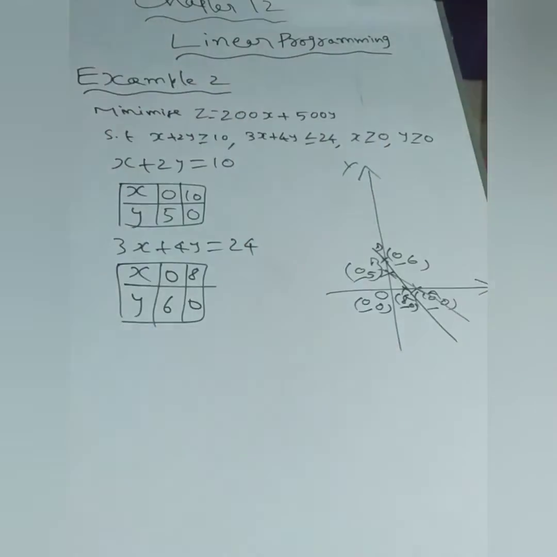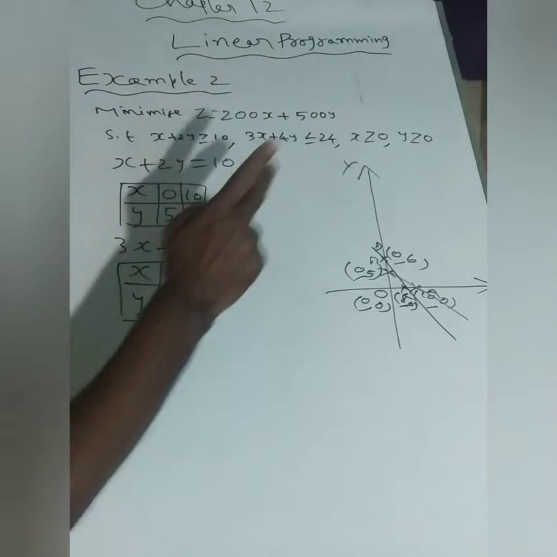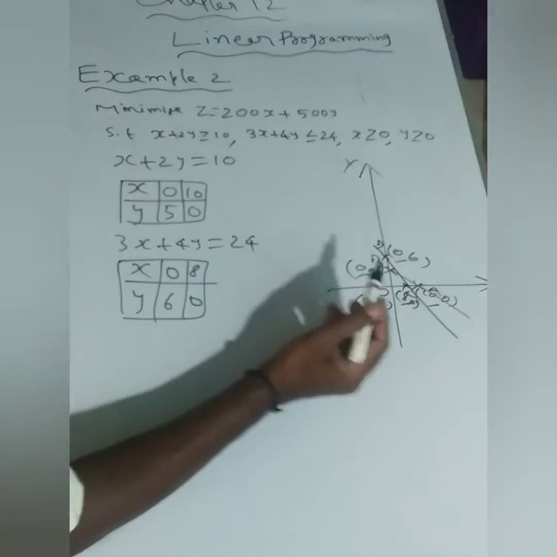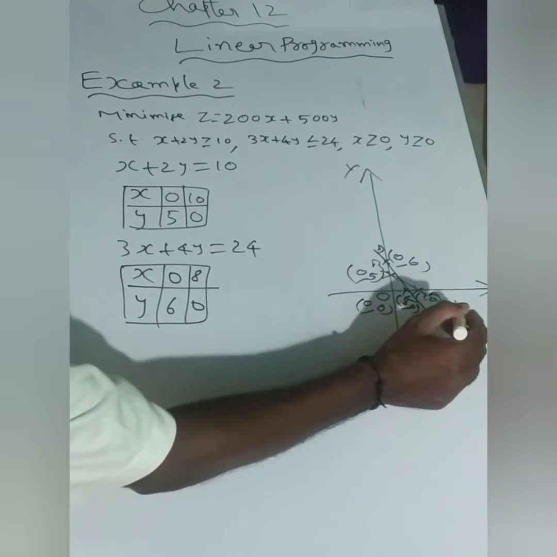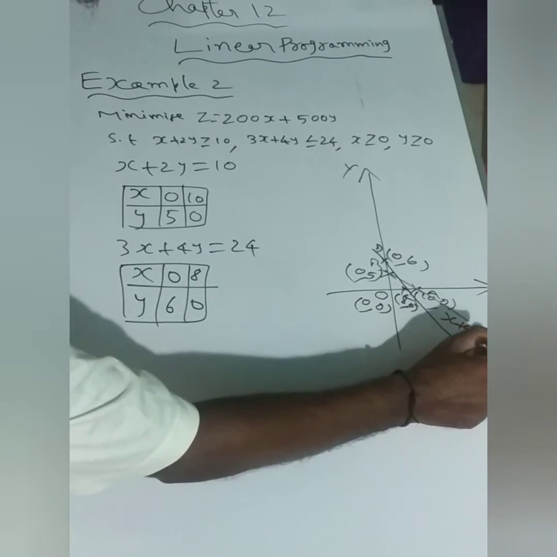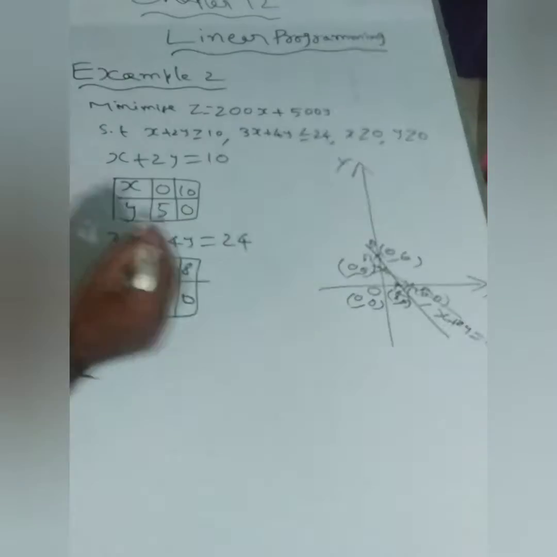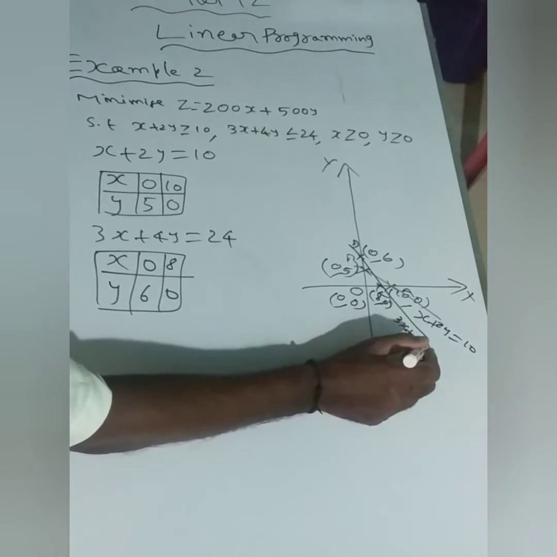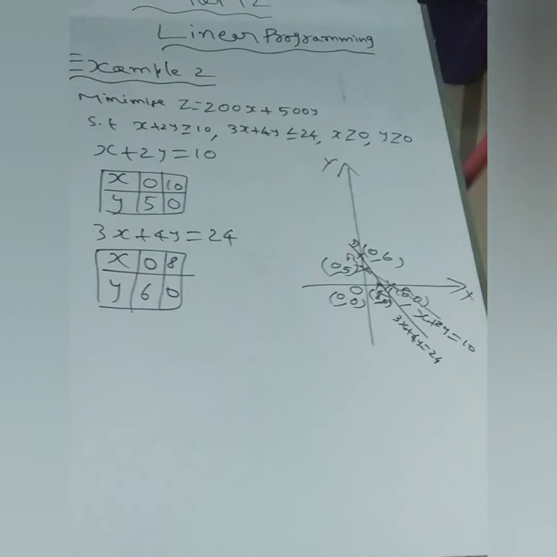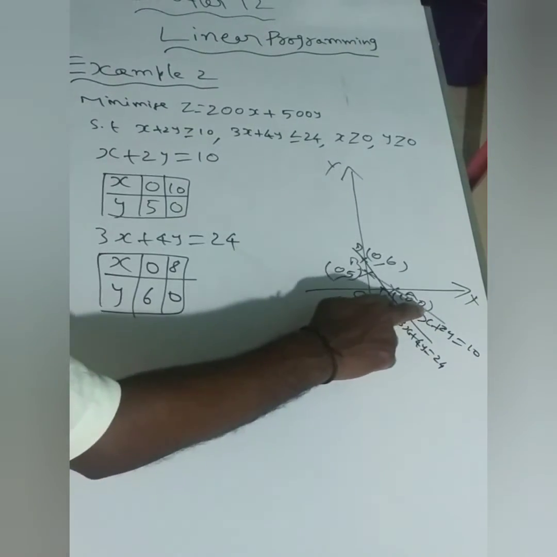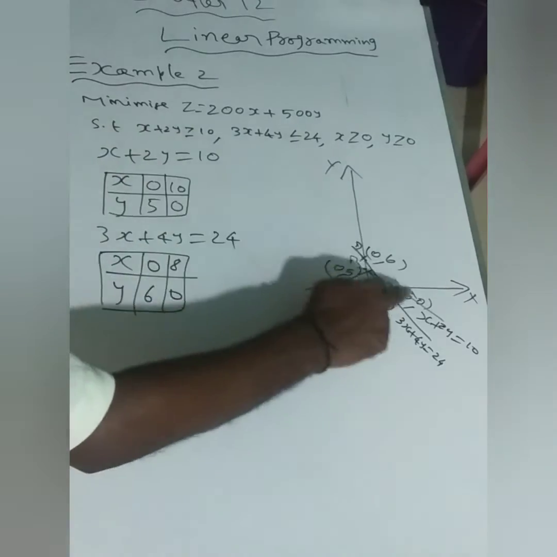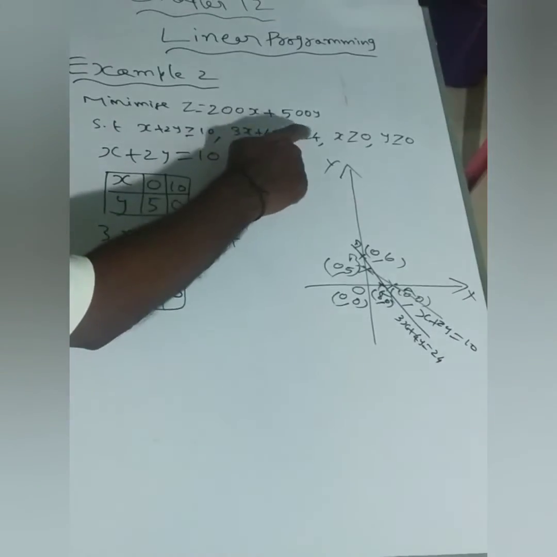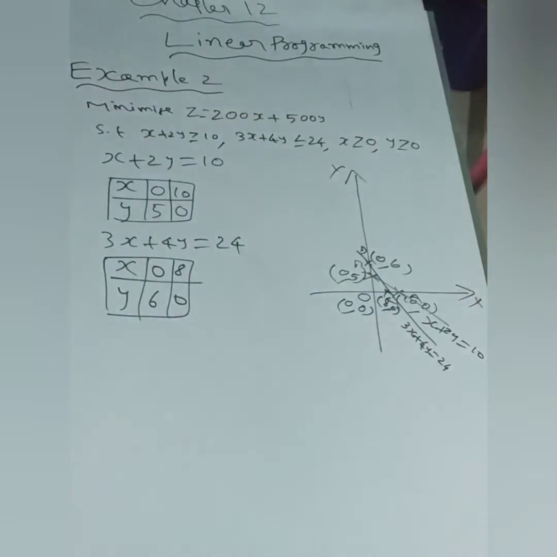Then the second line is less than or equal to. So let us mark 0 comma 5 and 10 comma 0, which means this is x plus 2y is equal to 10. Then the second line is 3x plus 4y equals 24. If you look at the first line, greater than or equal to 10, so away from the origin. If you look at the second line, less than or equal to, so towards the origin.